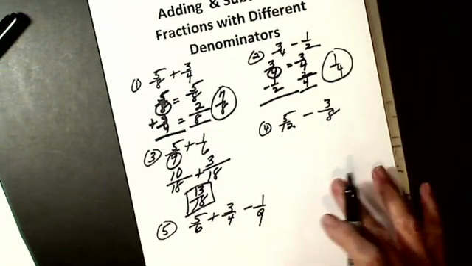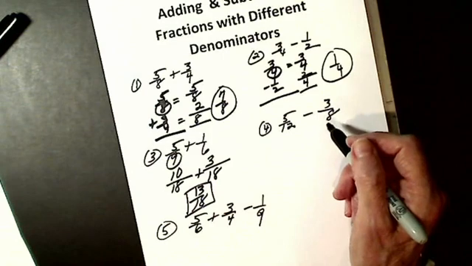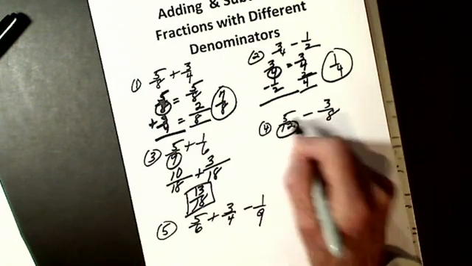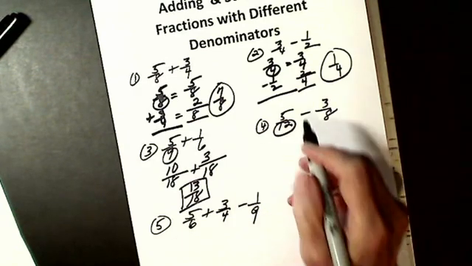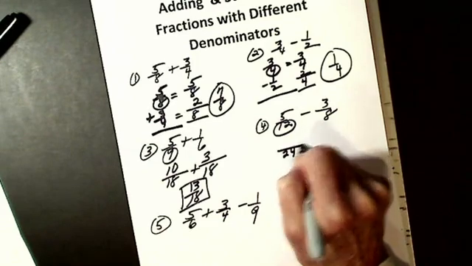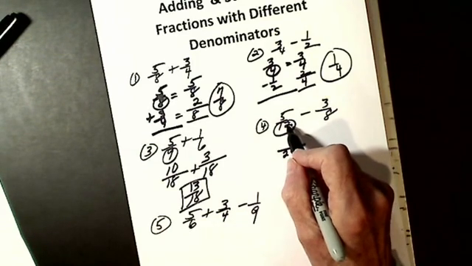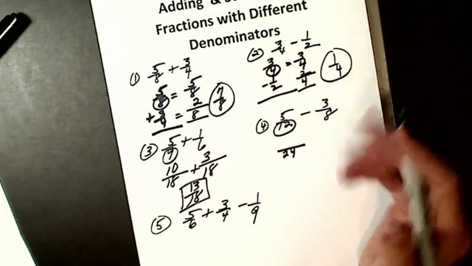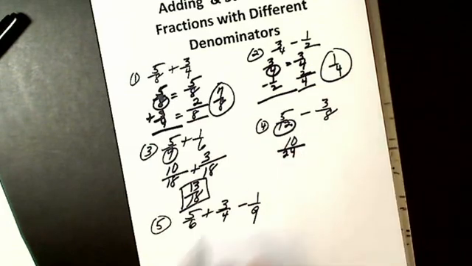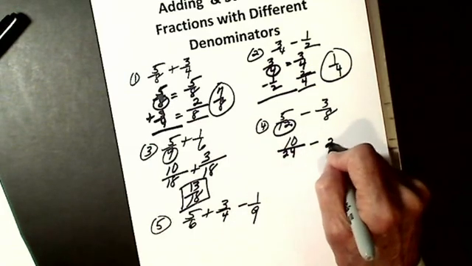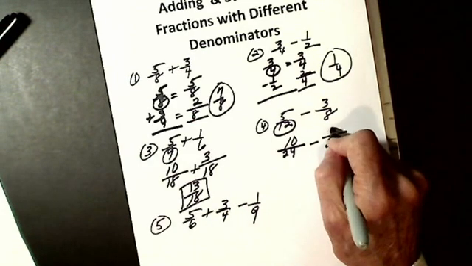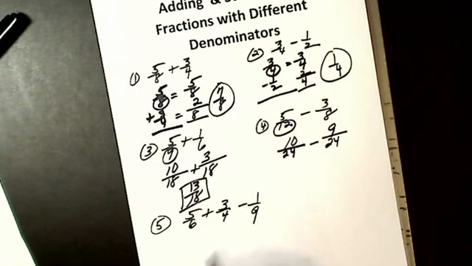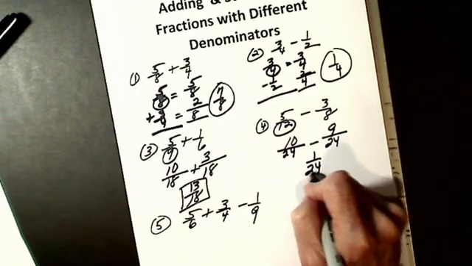I've got to subtract 5/12 minus 3/8. I have to get a common denominator. 8 doesn't go into 12 evenly, so I work up in multiples of 12. 2 times 12 is 24. 24 will work. So what do I multiply 12 by to get 24? 2. 2 times 5 is 10. What do I multiply 8 by to get 24? 3. 3 times 3 is 9. I subtract. I get 1/24.